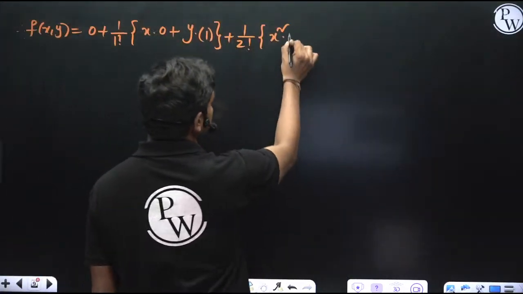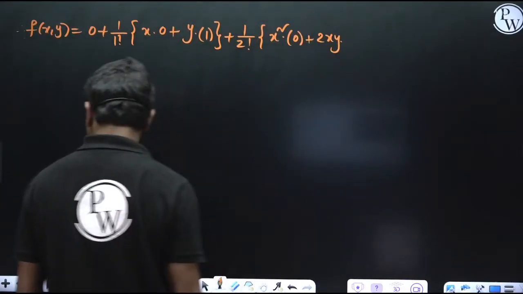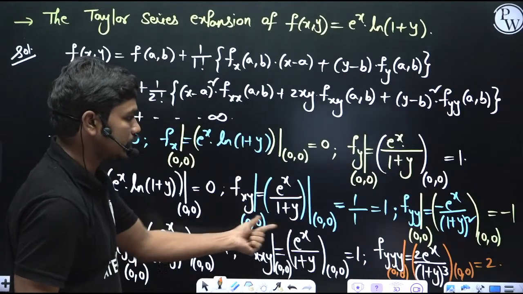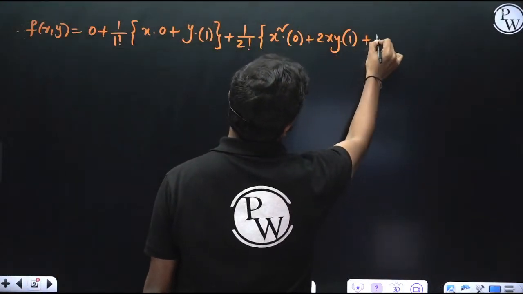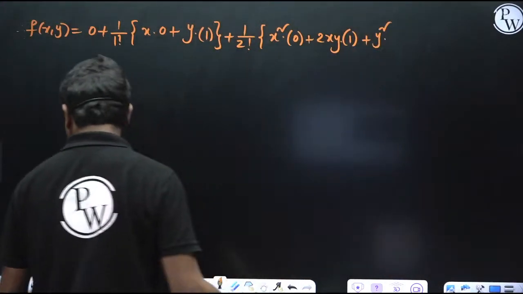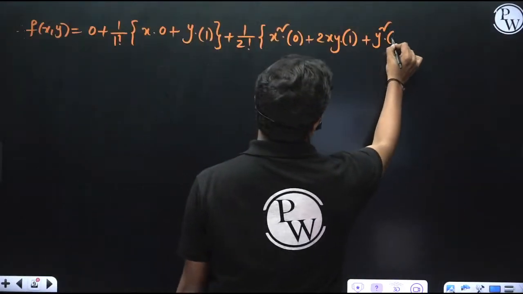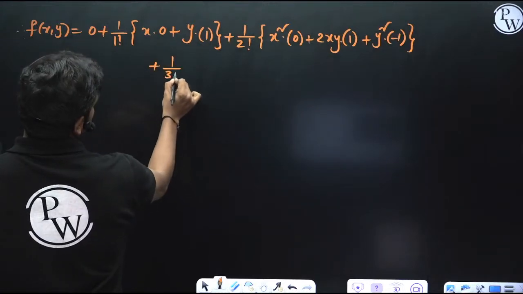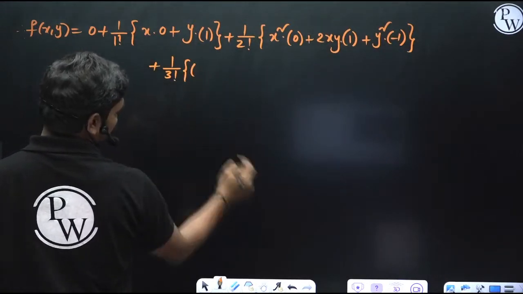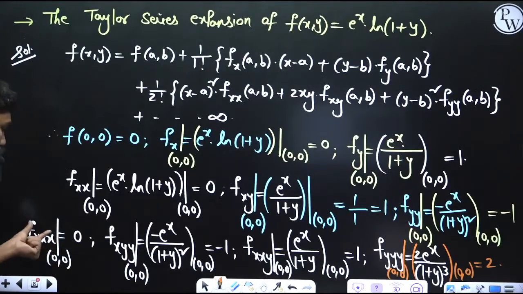Okay, so this is 0 plus 2xy into f_xy at origin, which is plus 1, so this term is going to be plus 1, plus y square into f_yy at origin, which is minus 1 again. Okay, so this is minus 1 of course, plus 1 by 3 factorial times (x minus a) whole cube, which is x cube, into f triple dash at this value.